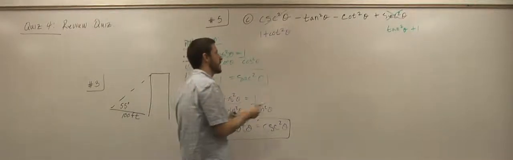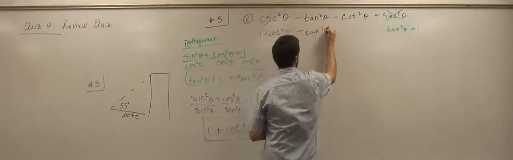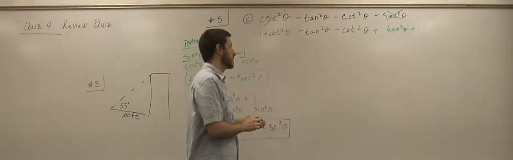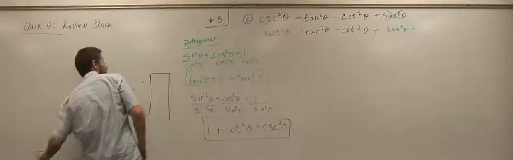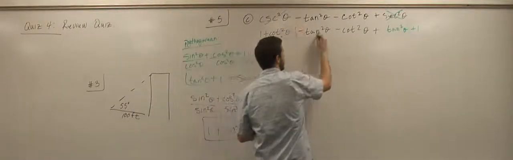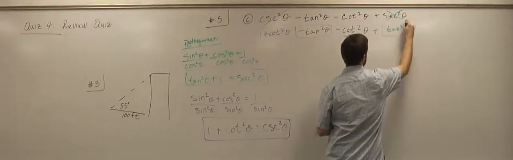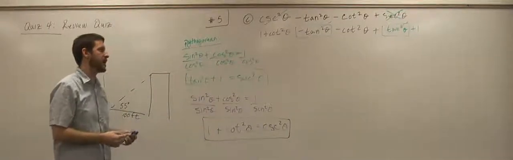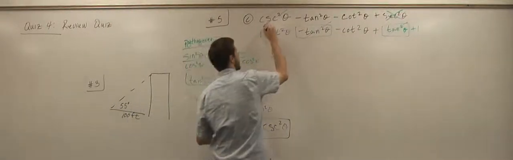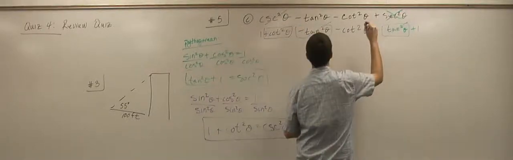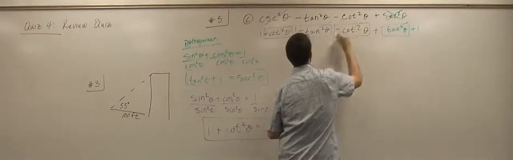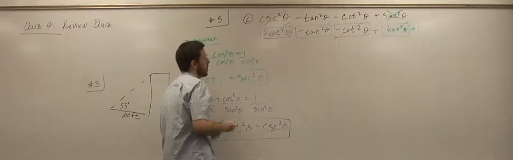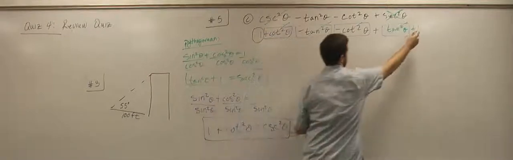Everything else, the other two things, I'm going to leave the same. And then I'm going to collect like terms. You have a negative tangent squared and a positive tangent squared. Those are 0, because they're the same thing, but one's positive and one's negative. If you have a positive cotangent squared and a negative cotangent squared, those are 0. So all you're left with is 1 plus 1.